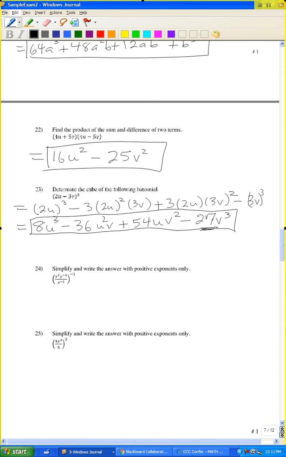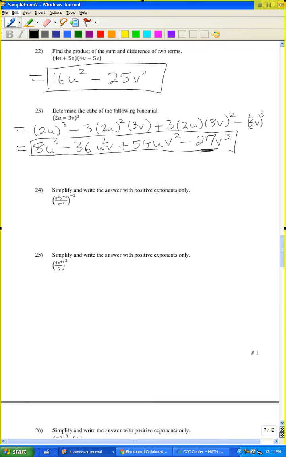Let me do problem 24. Simplify and write the answer with positive exponents only. Let's raise each of these to the power -1. So x squared to -1. Y to -2, -1. Z to -2 to -1.